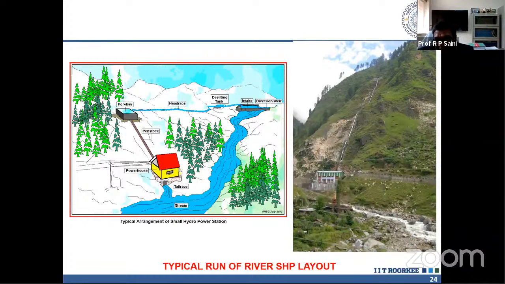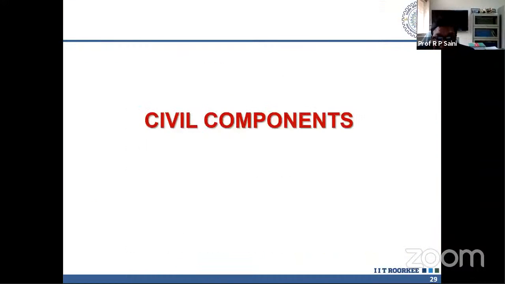There's no extra mechanism we put here. So that silt is removed from the water before it goes to the turbine, like this. This is the desilting tank.